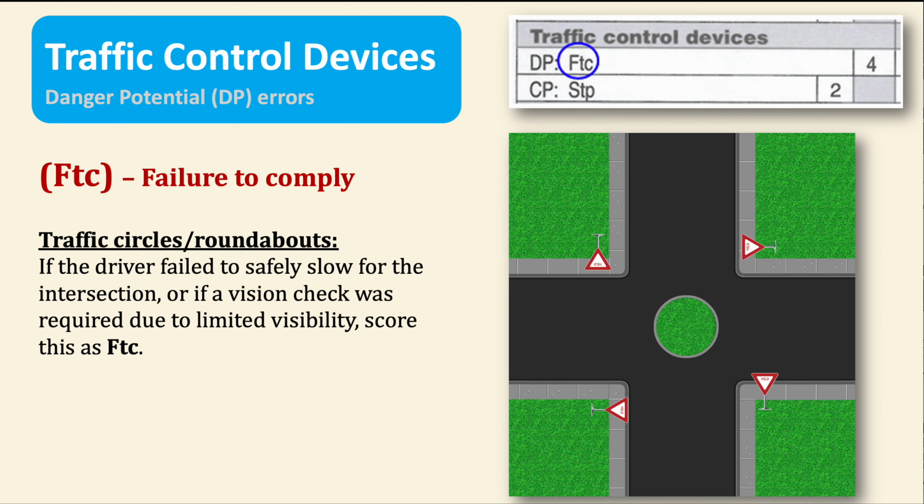Now, traffic signals or roundabouts. So if the driver failed to safely slow for the intersection, or if a vision check was required due to limited visibility, score this as failure to comply. So if they're rocking through that traffic control device, up until November of 2021, you just had to take it. You're just like, oh, that's terrible. I wish I could score this somewhere, but you couldn't. Now you can score it as failure to comply under traffic control devices. There's not a vision penalty for this. You're just going to have to score it under failure to comply.